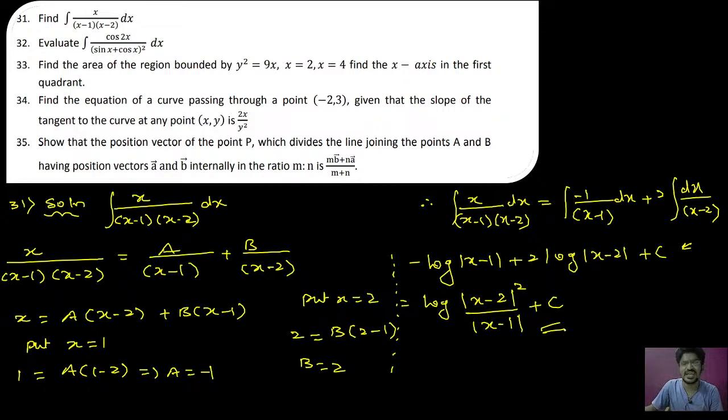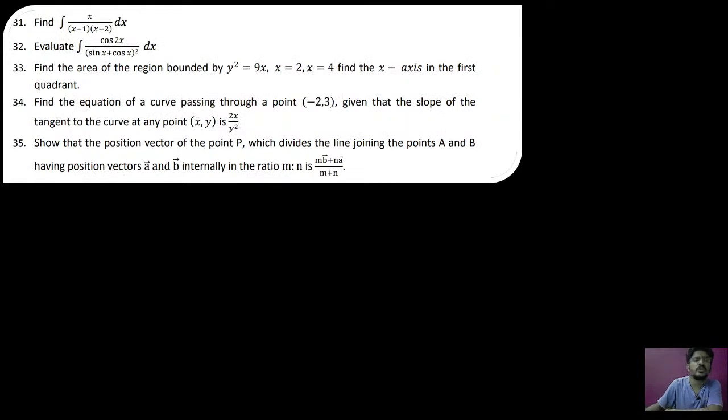If you don't understand the last step, at least you have to write this particular step, that is minus log of mod of (x minus 1) plus 2 times log of mod of (x minus 2) plus c. If you know the log properties, then you can understand the last step, that is log of mod of (x minus 2) whole square divided by mod of (x minus 1) plus c. Clear? So very good. Now we can go for problem number 32.